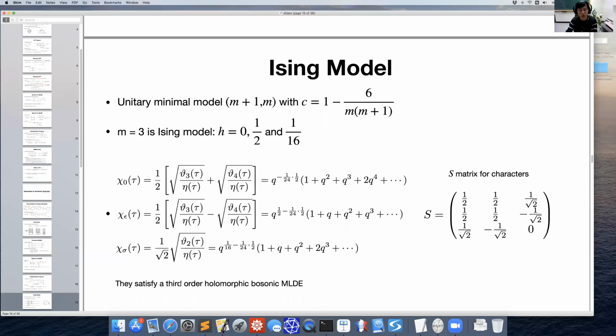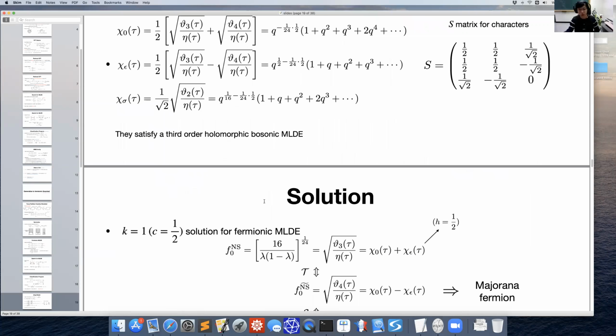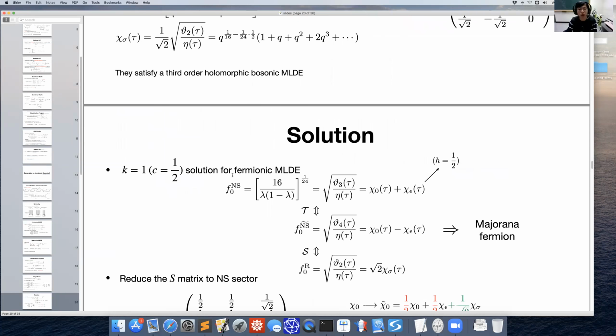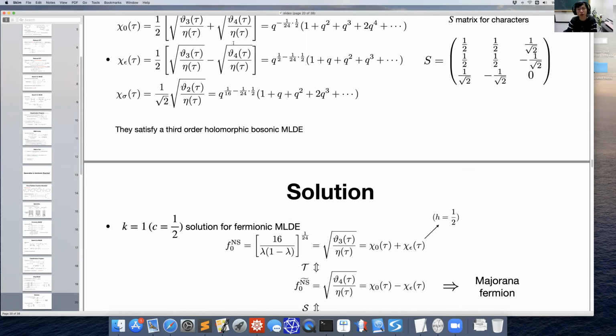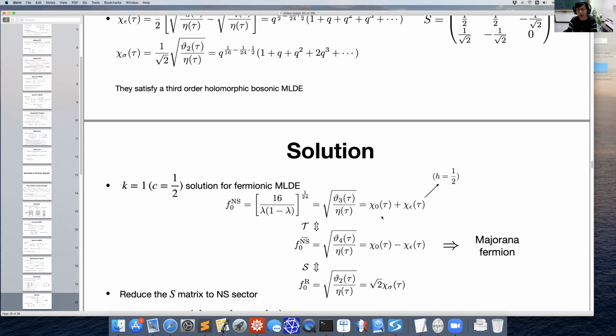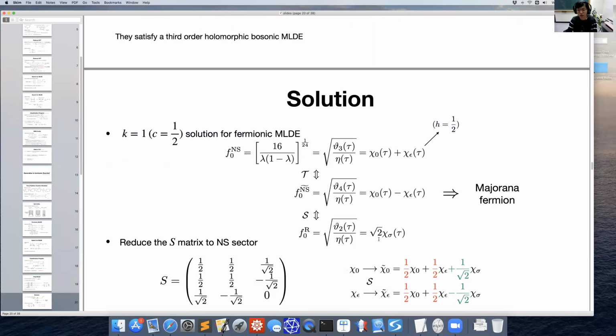And it's easy to find a third order holomorphic bosonic MLDE for the 3 characters. Why I'm talking about the Ising model is because if you look more carefully at the solutions, here I'm writing the solution for k equal to 1 for the fermionic MLDE in the following form. If you compare with the characters here, you notice that we just need to make some combinations of characters. So this is the NS sector, the NS tilde sector, and the Ramond sector. And then you get the Majorana fermion.